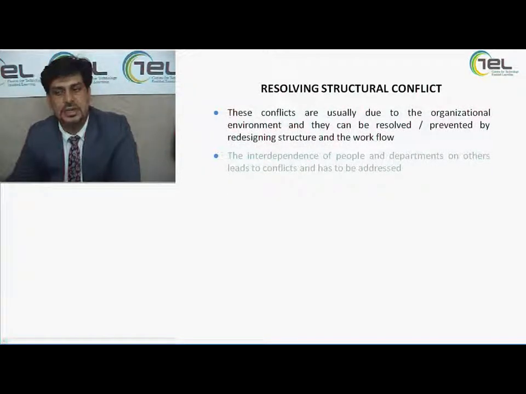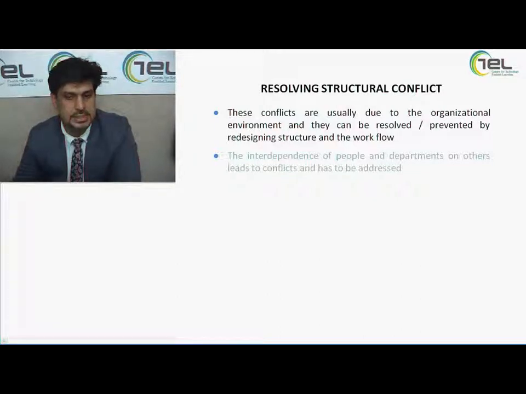These conflicts are usually due to organizational environment, and they can be resolved and prevented by redesigning the structure or the workflow in organizations, which means conflicts can be resolved by redesigning the structure of the organization or the workflow in the organization, as if that is done, behavioral conflicts would be far lesser.